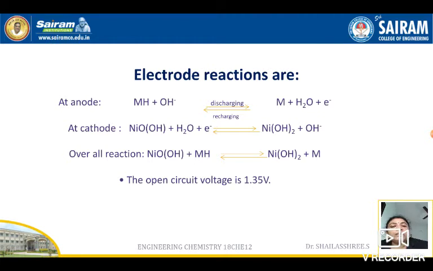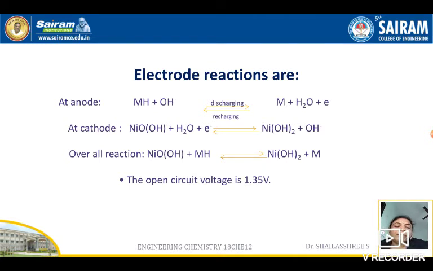At the cathode, what is there? Nickel oxyhydride is there. By accepting the electron liberated at the anode, it will get reduced to Ni(OH)2. Once again, very simple. NiOOH was there, one hydrogen is added and it became Ni(OH)2. Very, very simple. Easy removal of hydrogen in the first step, addition of hydrogen in the second step. Here it is a reduction. The overall reaction will be MH plus NiOOH gives Ni(OH)2 plus M. H is removed from the metal and it is added to the oxyhydride. That's all you have to remember.